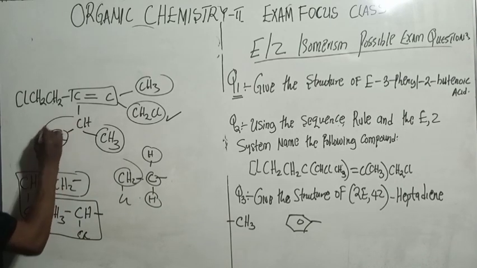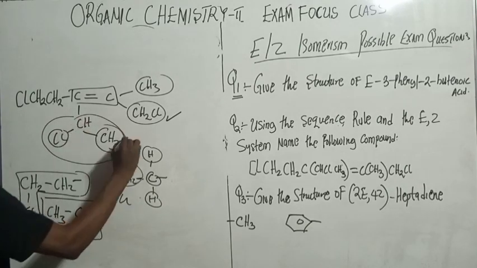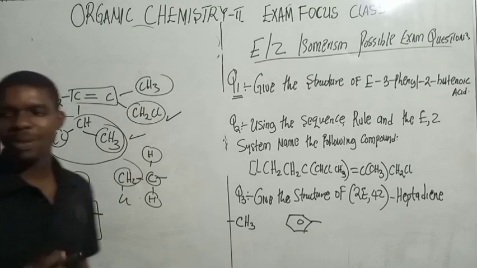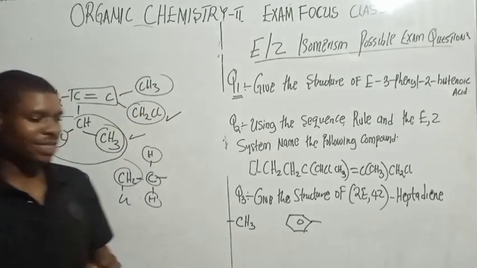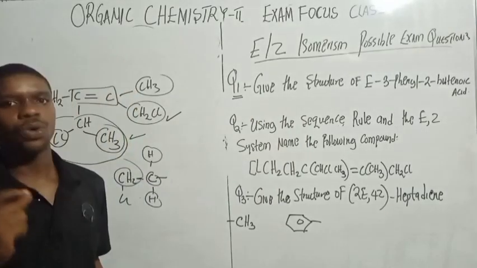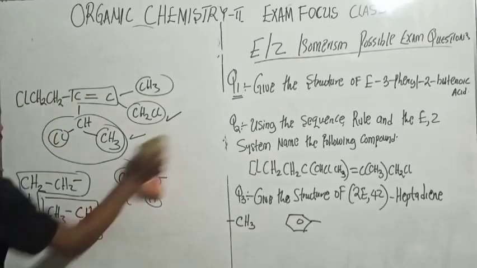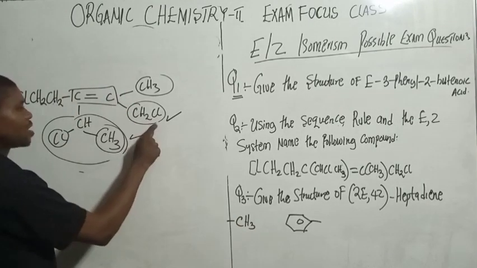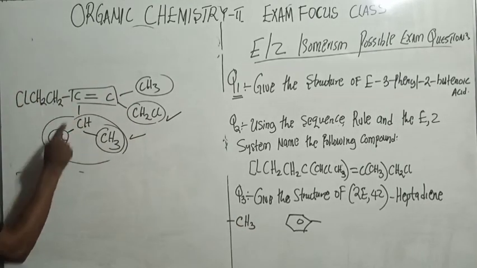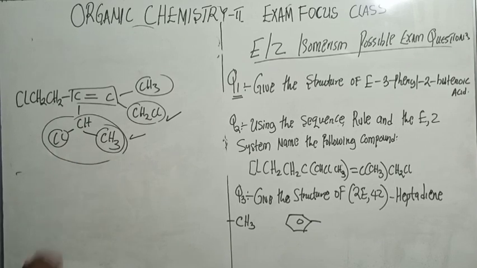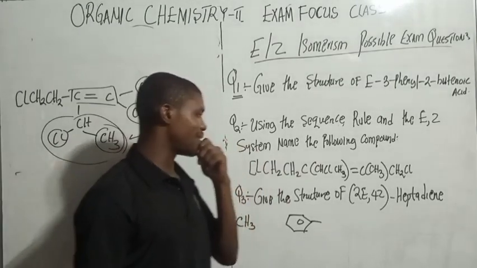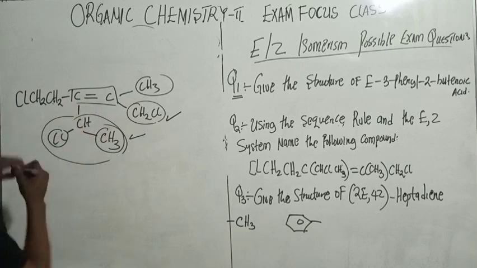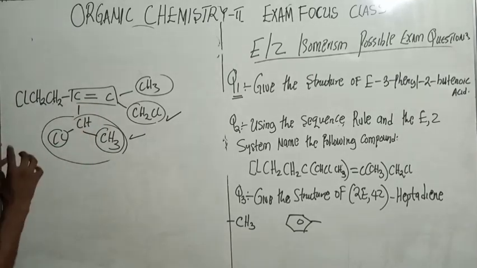So this one has the higher priority. That is why you must master the priority rule. If you are still confused about the priority rule, check the priority here. If you check it very well, this carbon atom has the higher priority, and this carbon atom also has the higher priority. So they say draw the E and Z. First and foremost, let's draw the Z.